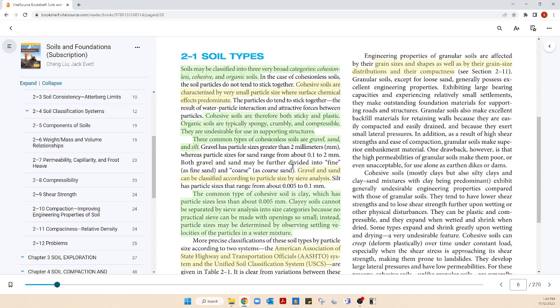It's not too important that all of these are memorized. I will probably put together a short quiz on some of this stuff because it's all important and it's all relative to the foundational information for where we're going. Then it talks about the gravel and sand can be classified according to particle size. Silt has really, really small things. Clay is even smaller. You have to see the particles in a microscope for clay.